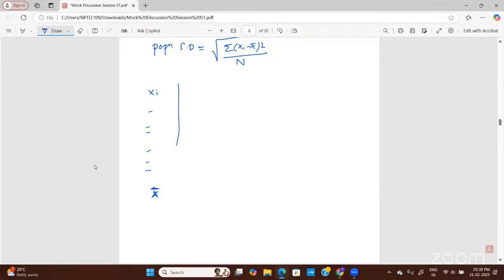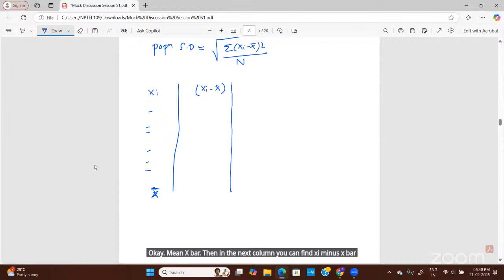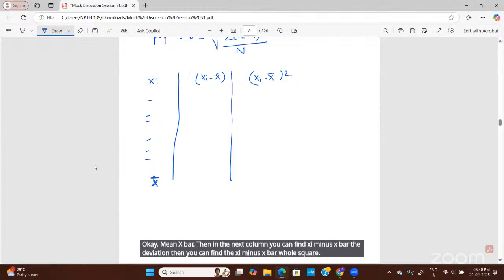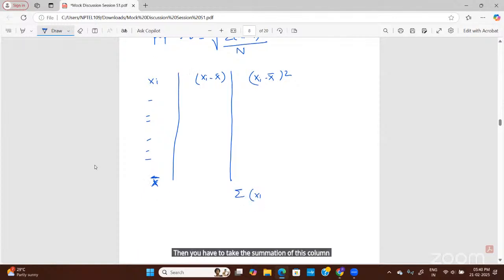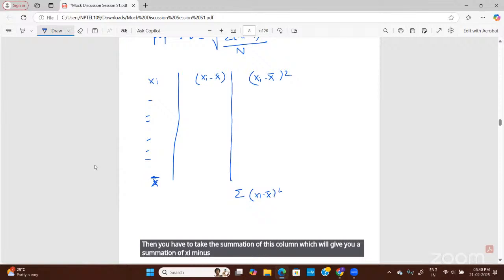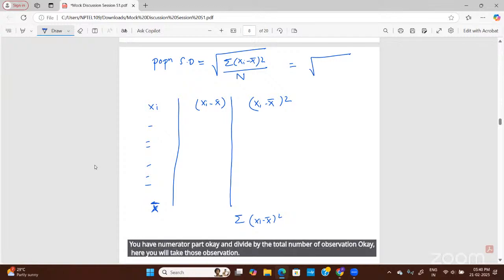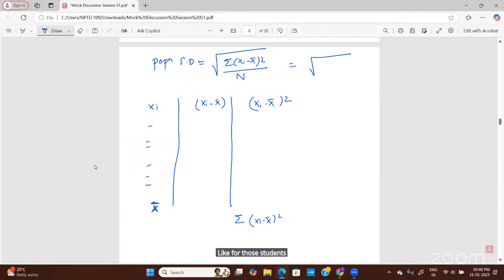Then in the next column, you can find xi minus x bar, the deviation. Then you can find the (xi minus x bar) whole square. Then you have to take the summation of this column, which will give you summation of (xi minus x bar) whole square. Okay, and then you just put the value in the formula. You have the numerator part, and divide by the total number of observations. Here you will take those observations for the students who are placed. So the total number of students who are placed, divide by that number.